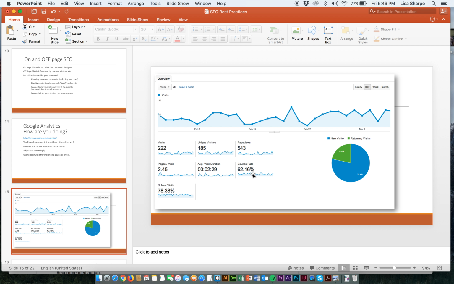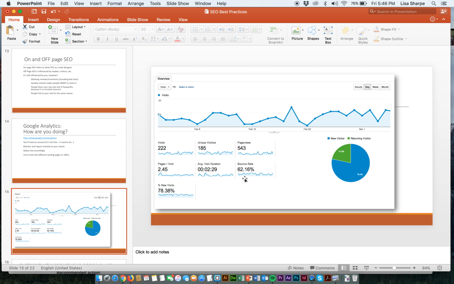So what I would advise my client to do is start to update their site with more quality content and start to share it on social media. That will make their bounce rate go down because the people are going to the site. 222 visits, 185 unique visitors in a week, 543 pages, but they're not reading. They're bouncing right out. They don't see that as quality content.